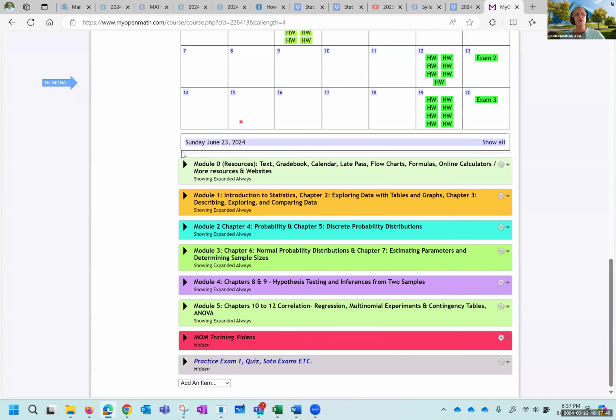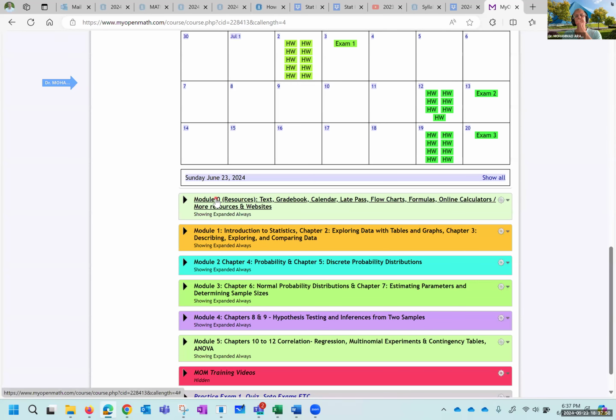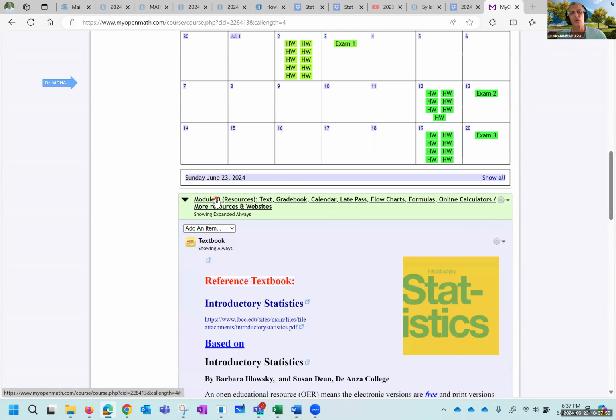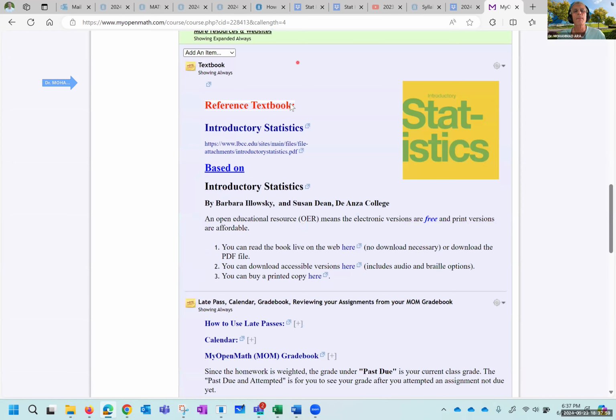Then we have module 0, and just like Canvas, we have module 1, 2, 3, 4, 5. So what is module 0? Module 0 is nothing but resources. So I want to take a moment to go over those resources. First and foremost, we have the text here.